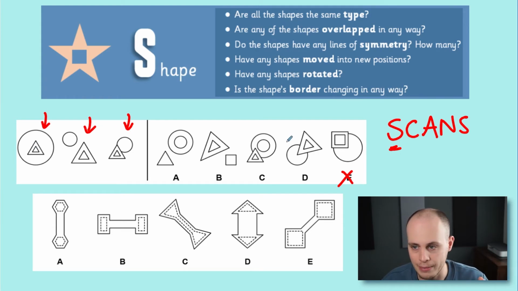I'm not worried about the overlapping. The next one is symmetry. I don't think from looking at this that symmetry has anything to do with it. We're not making any kind of symmetrical patterns, and it's all the same triangles and circles anyway, which we know are symmetrical. So it's not really helping us here.